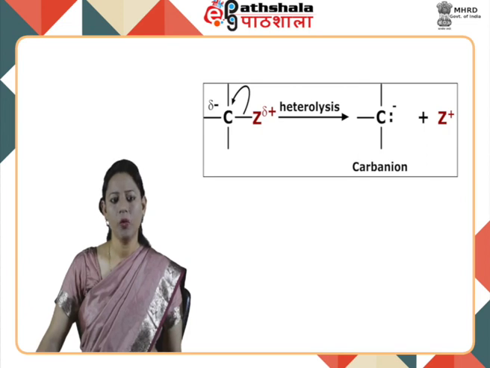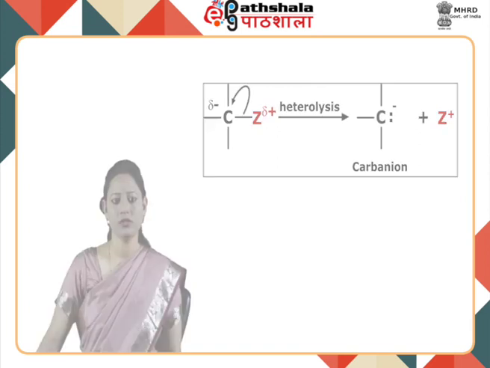Heterolytic cleavage of a bond where carbon retains both the shared pair of electrons results in the formation of a carbanion, that is, a carbon atom having negative charge. In these species, the carbon atom carrying negative charge has 8 electrons in the valence shell, 6 from the 3 covalent bonds and 2 from a lone pair of electrons.